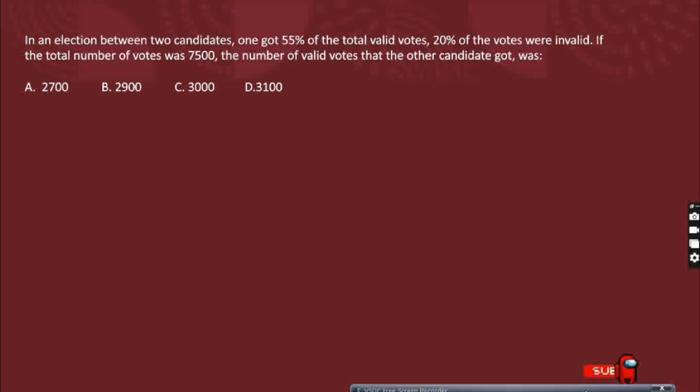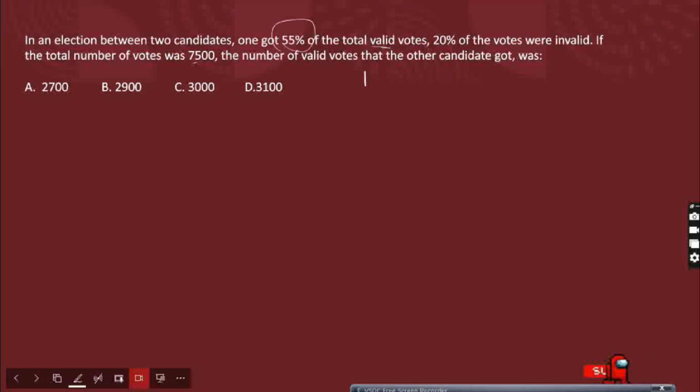In an election between two candidates, one got 55% of total valid votes. 20% of the votes were invalid. If the total number of votes was 7,500, the number of valid votes that the other candidate got was. This is one of the important concepts.